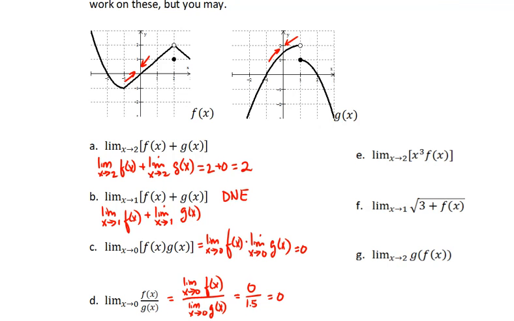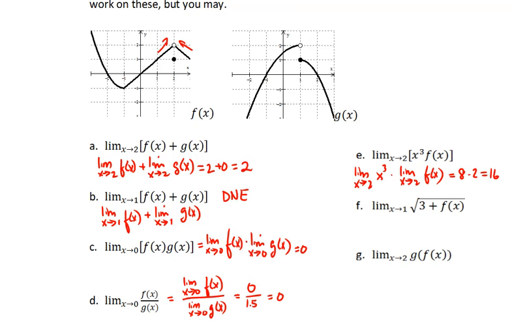Letter E, we have the limit as x approaches 2 of x cubed times f of x. And again, this is a product. It can be broken down into limit as x approaches 2 of x cubed times limit as x approaches 2 of f of x. Now limit as x approaches 2 of x cubed is just a plug and chug. We just plug 2 into x cubed and we get 8. Limit as x approaches 2 of f of x, we've already seen that that limit is 2. And so we're going to have 8 times 2, which is 16.